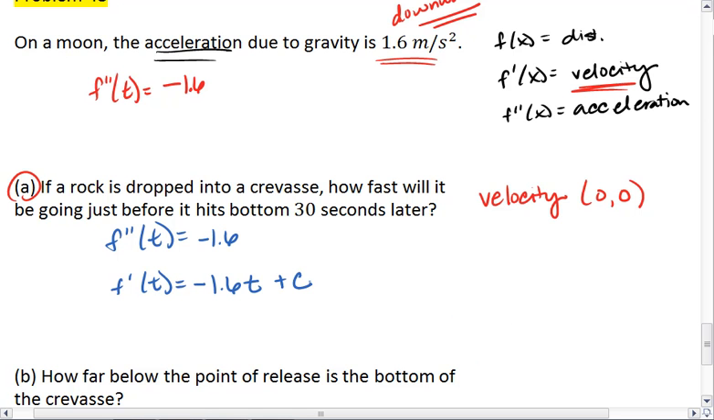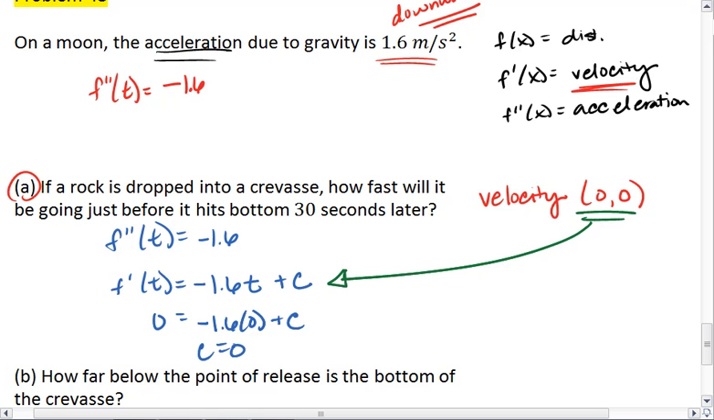This is really important. To figure out what c is, we plug in a known point. We find that 0 equals negative 1.6 times 0 plus c, c equals 0. Thus, our velocity formula is f prime of t equals negative 1.6 t.